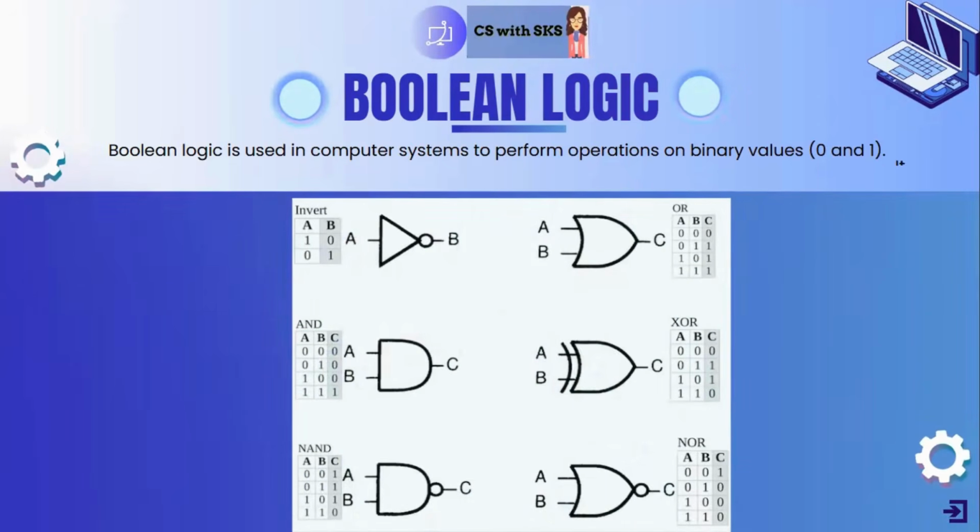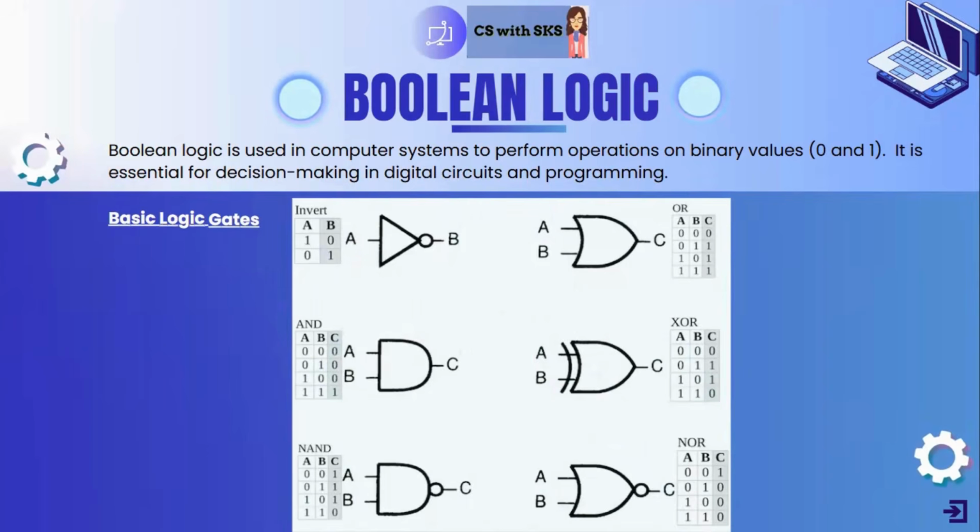And let's talk about Boolean logic. Boolean logic is used in computer systems to perform operations on binary values. Boolean means 0, 1, yes, no, true, false, right? So it is essential for decision making in digital circuits and programming. Now, in order to understand Boolean logic, you need to understand these logic gates, right?